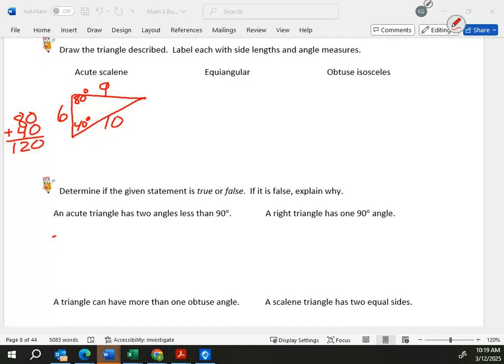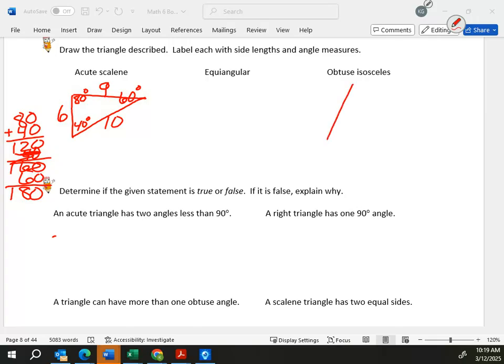What do I have to have? If I put another 40, that would be 160. I have to have this one be 60. 120 plus 60 gets me that magic 180. So you have to make sure all three angles equal 180, otherwise it will be wrong. For all of your examples, all three angles have to equal 180 degrees.